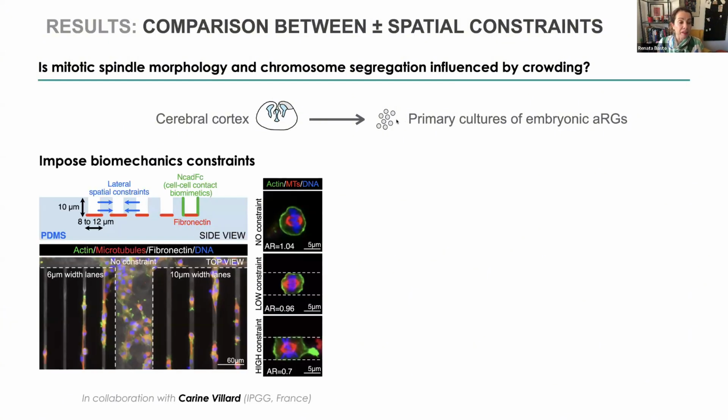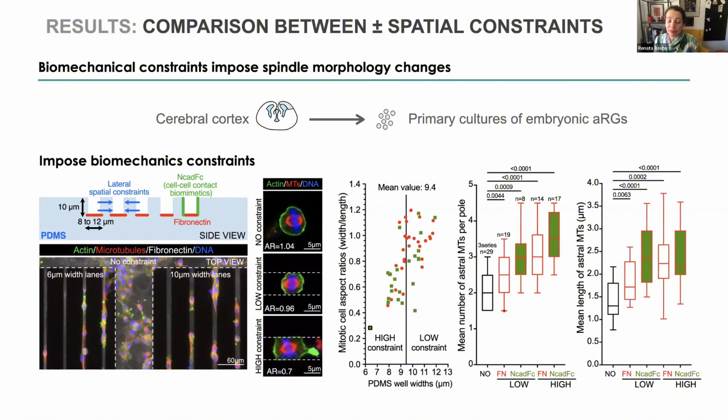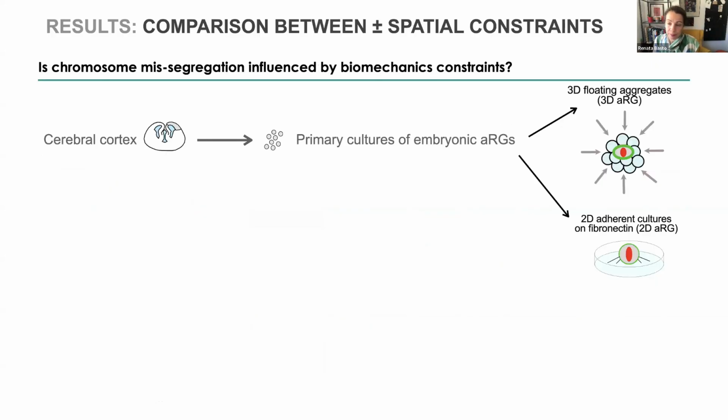With the help of Karine Vignard, we can put these cells under physical constraints of different sizes. These are coated with fibronectin, and then we can also mimic cell-cell adhesion with N-cadherin-Fc. If you look at these graphs, we can see this different mitotic aspect ratio as expected according to the constraint. But more importantly, increased constraints respond with an increased number of astral microtubules and also an increase in their length.